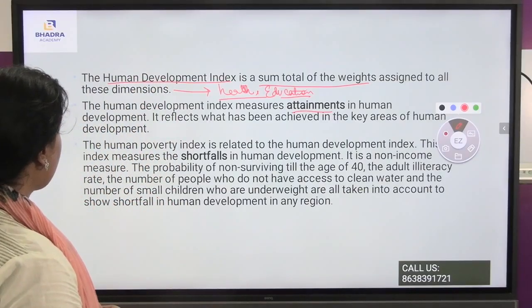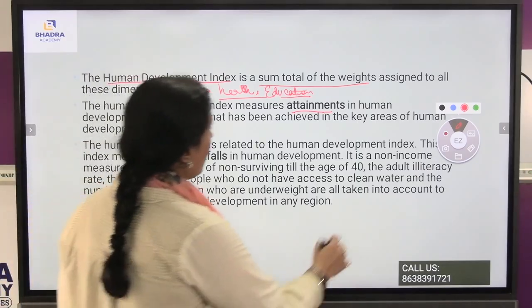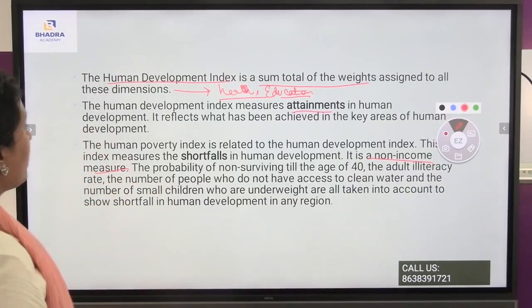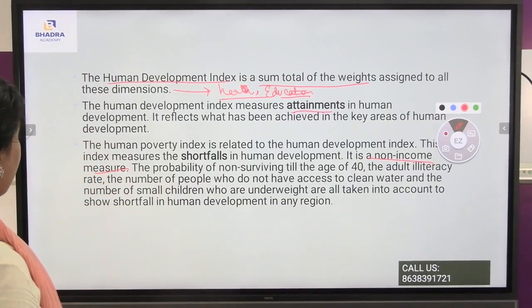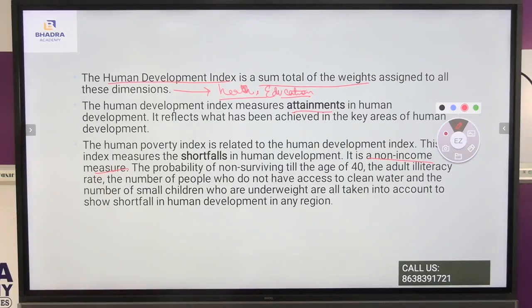Also, the Human Poverty Index is related to the Human Development Index. This index measures the shortfalls in human development. It is a non-income measure. Very, very important. Now, the probability of not surviving till the age of 40, the adult illiteracy rate, the number of people who do not have access to clean water, and the number of small children who are underweight are all taken into account to show shortfall in human development in any region.